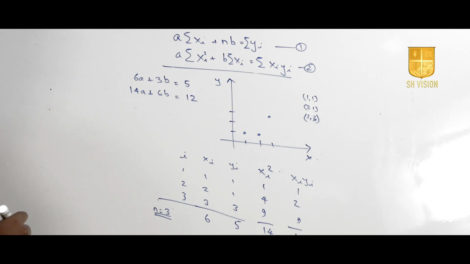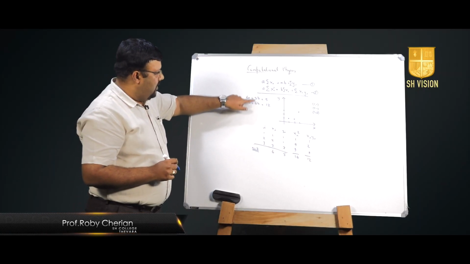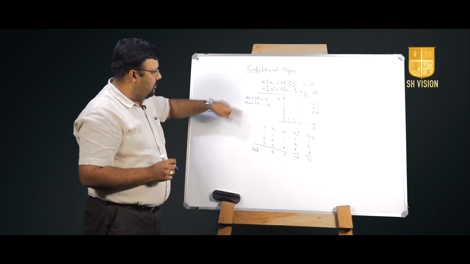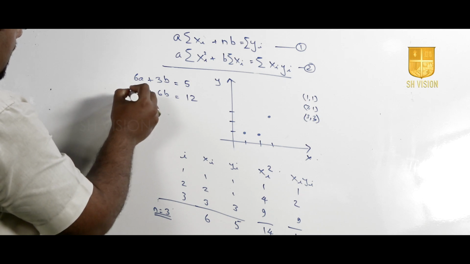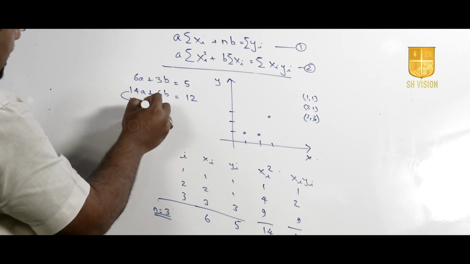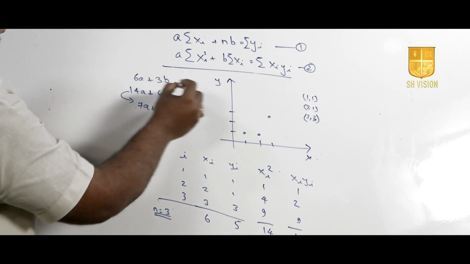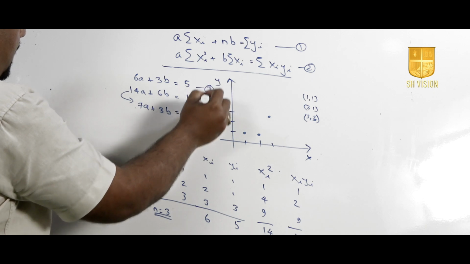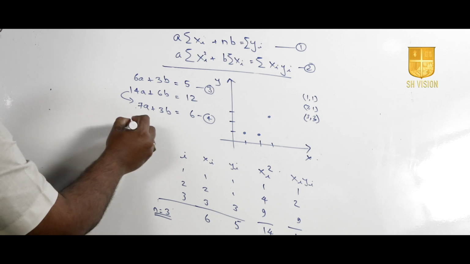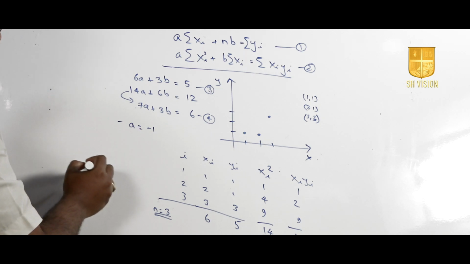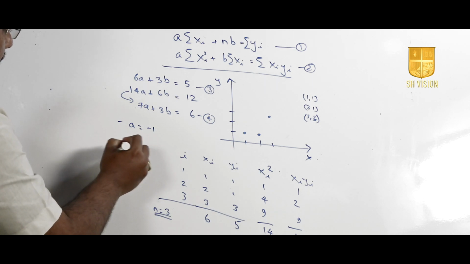So, we need to solve these equations, and we can straight away see that we can get rid of b by dividing this equation by 2. If you divide this equation by 2, you will get 7a plus 3b equal to 6, and then you can subtract equations 3 and 4. If you subtract equations 3 and 4, you end up with minus a equal to minus 1, which means a equal to 1.